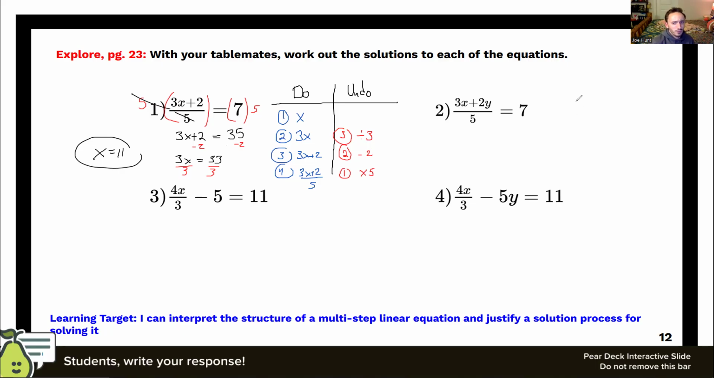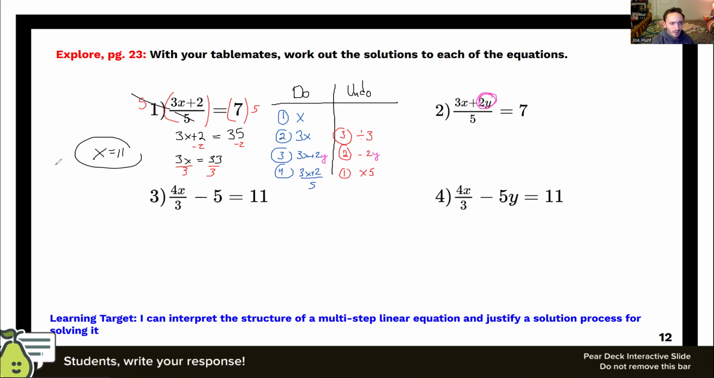Let's think about what's going to happen over here for number 2. I notice that the structure is pretty much exactly the same. The only thing that's a little bit different is that instead of just a plus 2, I've got a plus 2y. I don't know what y is, so therefore I don't know what 2 times y is. I just know it's a thing that I added on to x. If I think about the do and undo column, really the only thing I'd be undoing here is taking away 2y. Everything else is still fundamentally the same.